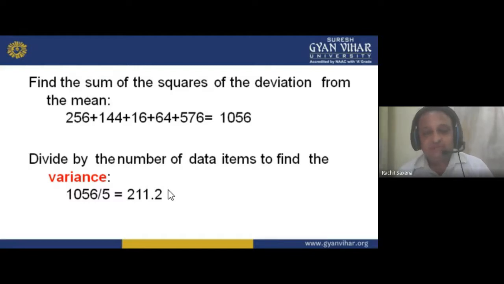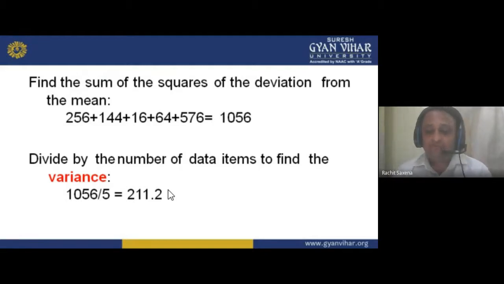Hope you understand. Okay, now divide by the number of data items to find the variance. Now I have to calculate first variance, then standard deviation. So now I'm coming to the point. That is the solution of the first part. That is variance. So how can we calculate variance? 1056 is the total squared difference. Divide by how many data we have available with us, that is 5 students. So divide by 5, I will get 211.2.